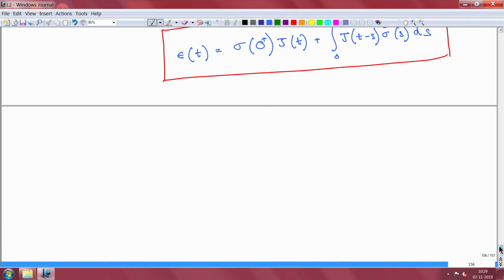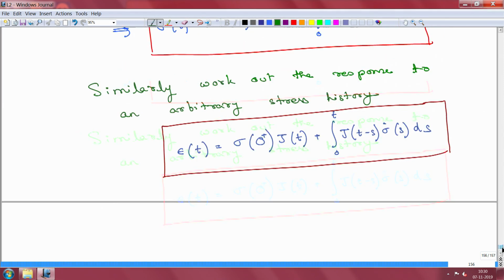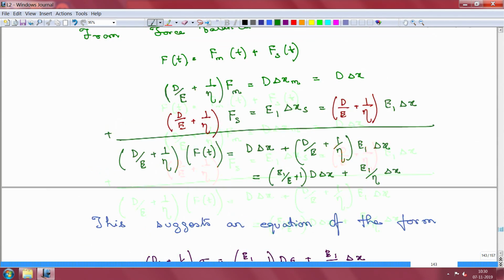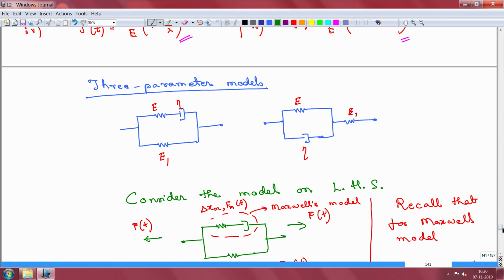So, what we want to now do is look at one more model. When we started off with the 3 parameter models, in the beginning we introduced 2 different 3 parameter models and we solved for one particular case. So, let us now solve for the other one. I am just going to redraw this.